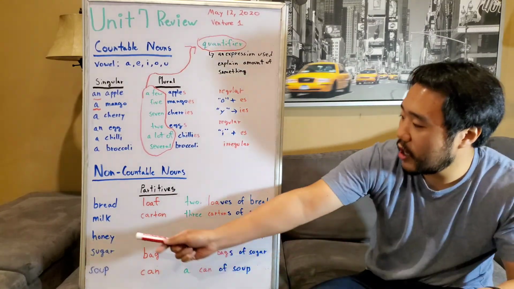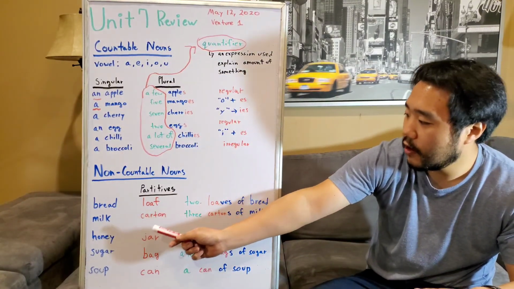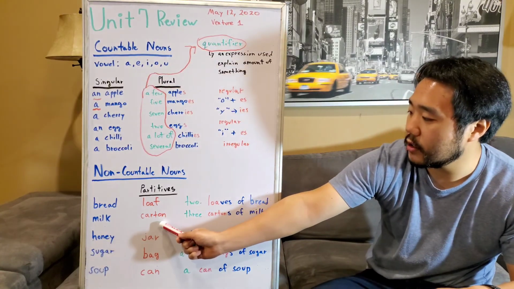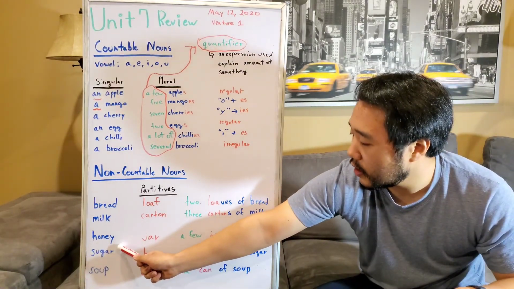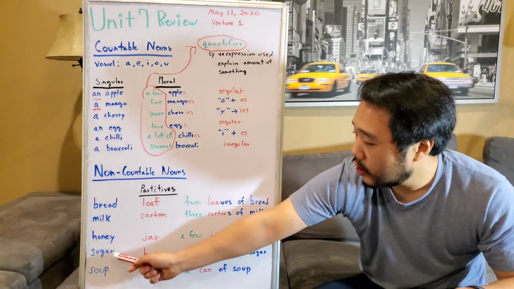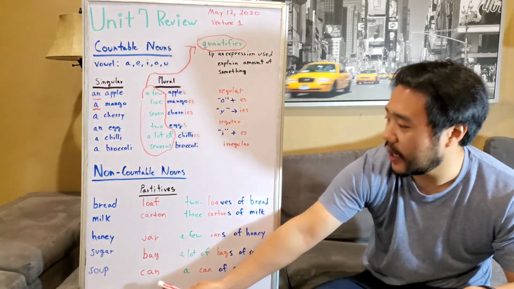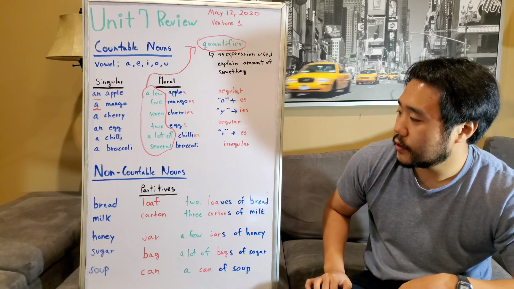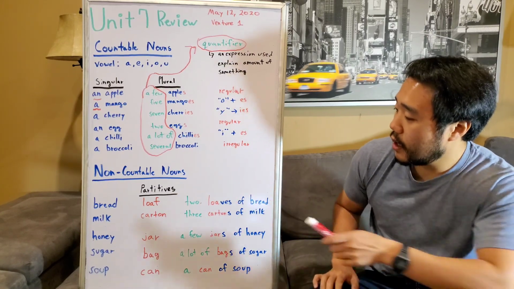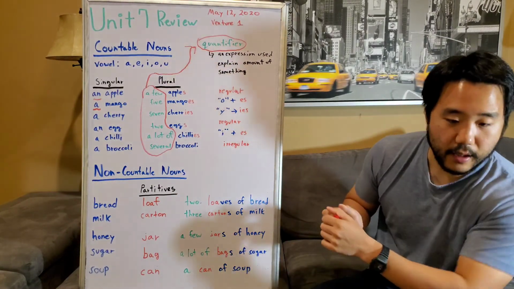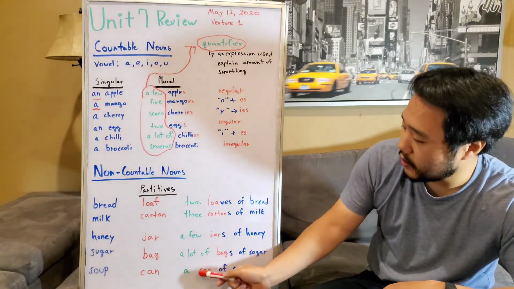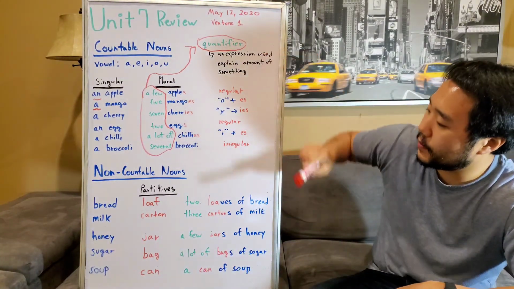Here we have an example for each category. For bread, we have loaf. For milk, we have carton. For honey, we have a jar. For sugar, we have a bag. For soup, we have a can. So how do we use them? Here I have examples, and everything in green is also a quantifier that I mentioned here.